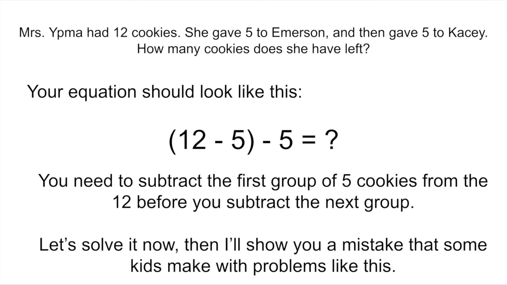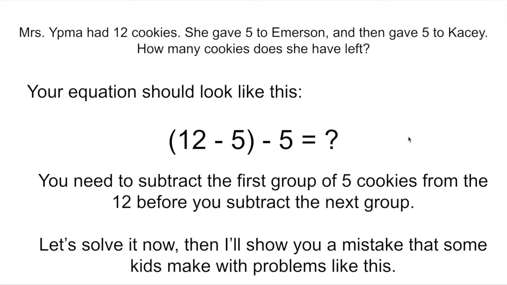Because you need to subtract the first group of 5 cookies from the 12 before you subtract the next group of 5 cookies. Remember, Mrs. Itma had 12 cookies at the beginning, and she gave 5 to Emerson. That's the first chunk of the story. After that, she gave 5 cookies to Casey. That's the next part. At the end, we'll know how many cookies were left over.